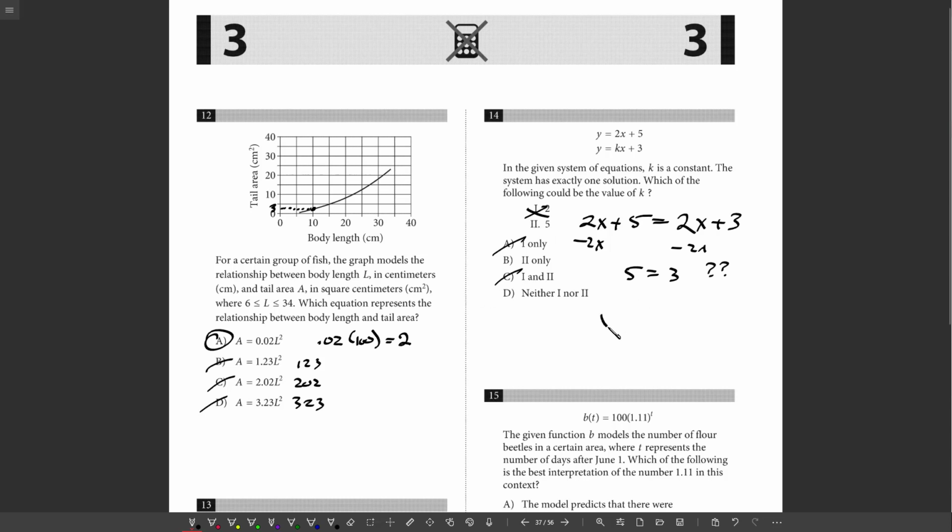Then what about 5? So I will get 2x plus 5 equals 5x plus 3. And if you try to solve this, we get 3x is equal to 2. I get x is 2/3. That's a solution. So this one has indeed only one solution. So that could be an answer, could be a value for k. And so 14 is B.